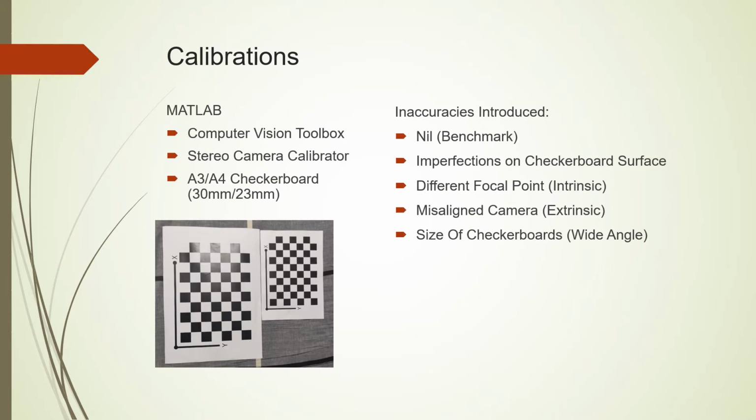For calibrations, Computer Vision Toolbox and Stereo Camera Calibrator provided by MATLAB were utilized. 2 checkerboards of A3 and A4 sizes were prepared for the calibration. Inaccuracies to the extrinsic and intrinsic properties of the cameras were introduced to see how they affect the calibration and the error induced by them. A total of 5 different tests were conducted. The inaccuracies introduced were imperfections on the checkerboard surface, different focal points, misaligned camera, and size of checkerboards.